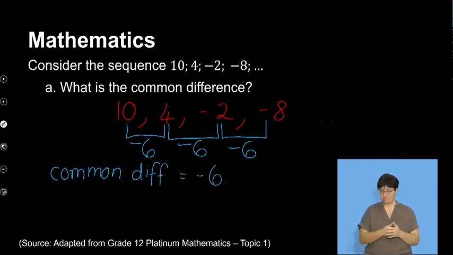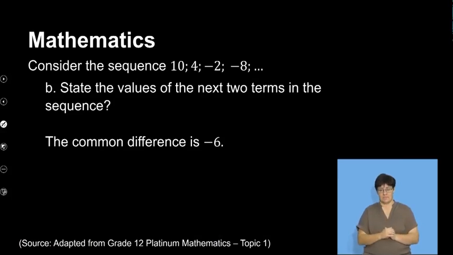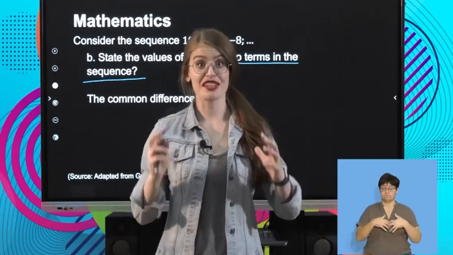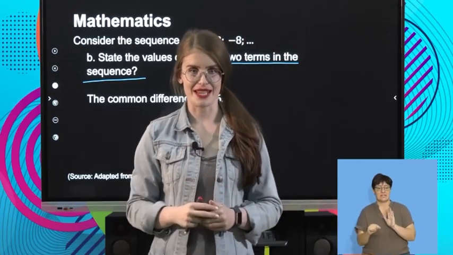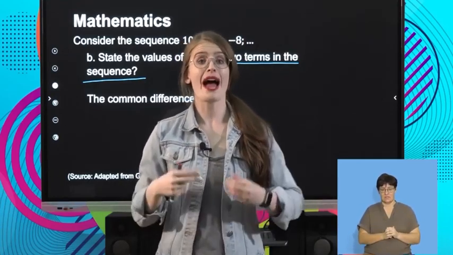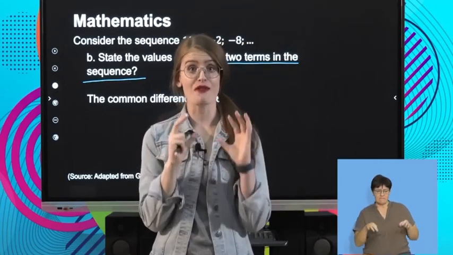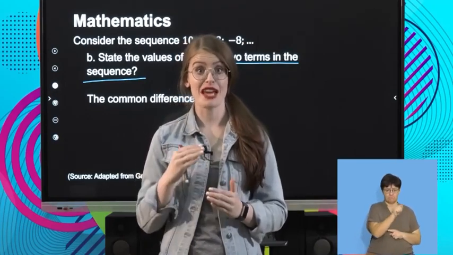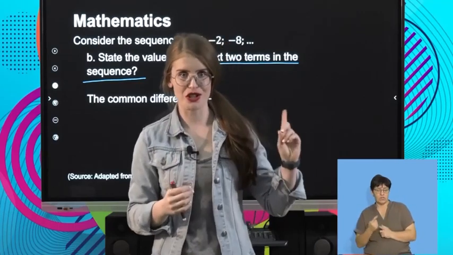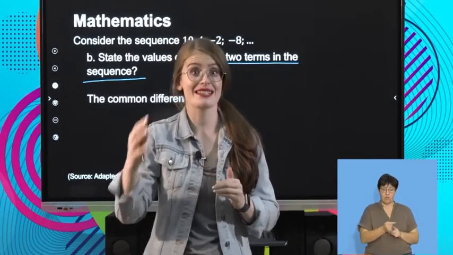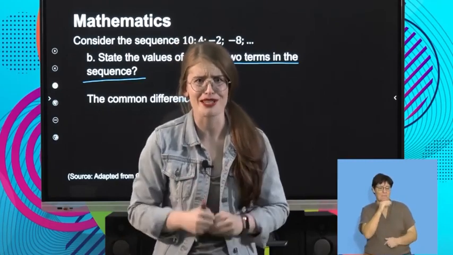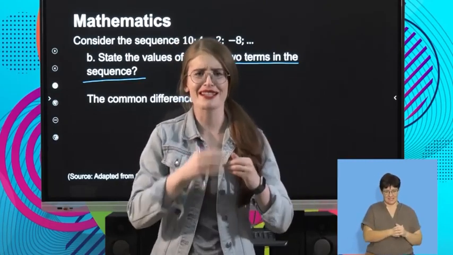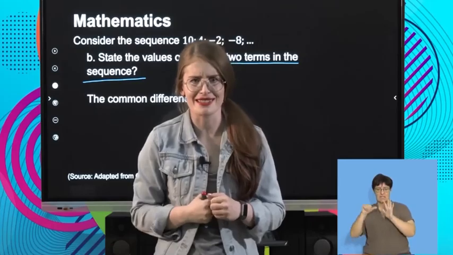Cool, let's move to question B. So we now need to state the values of the next two terms in the sequence. Great, so we've established that the common difference is -6. So in order to actually determine the value of the next two terms, I'm going to have to subtract 6 from the last term given, and then subtract 6 again.